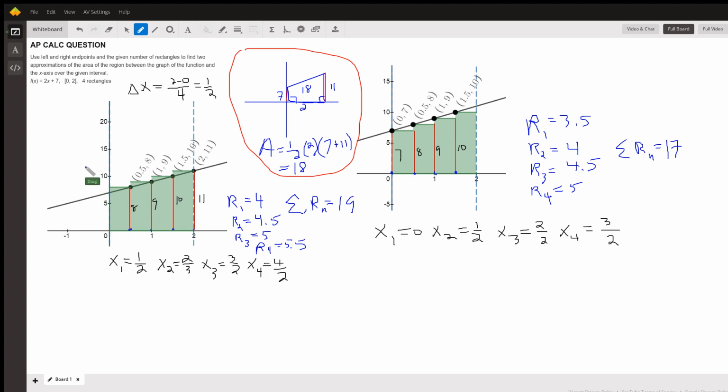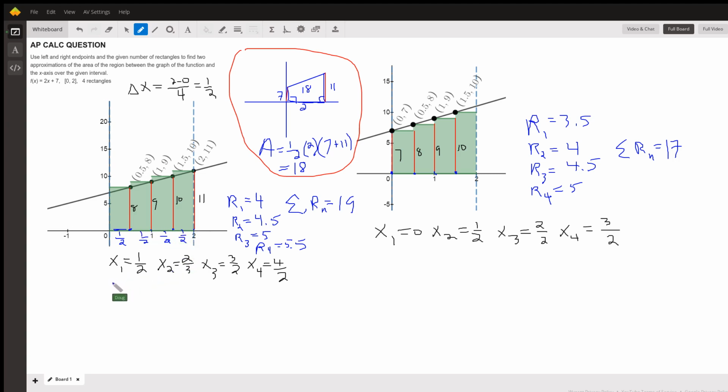So in this diagram on the left, we're using right-hand endpoints. Delta x is the length of the interval, which is 2 minus 0, divided by the number of rectangles that we want to use, so 4. So each of these rectangles has a width of 1/2, sorry, 2 divided by 4. And since we're using right-hand endpoints, we want to start at 0 and then travel out to the right 1/2, and then we'll travel another 1/2, another 1/2, and another 1/2.